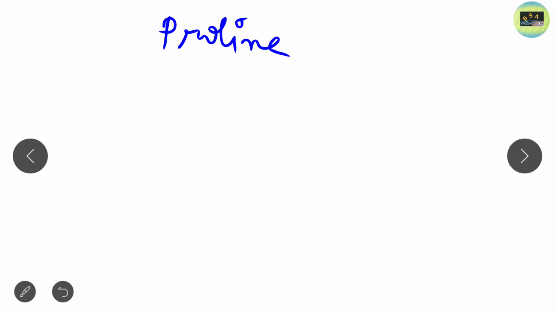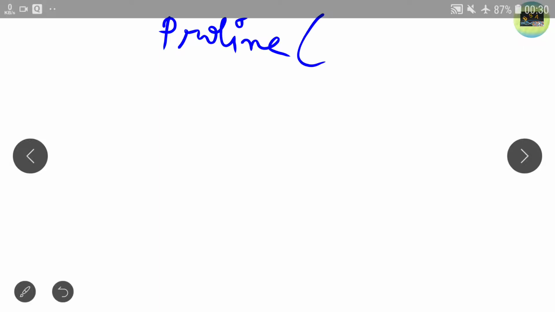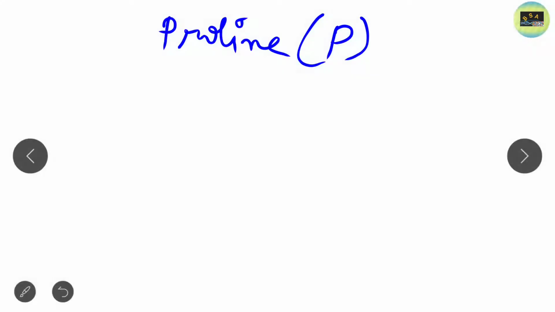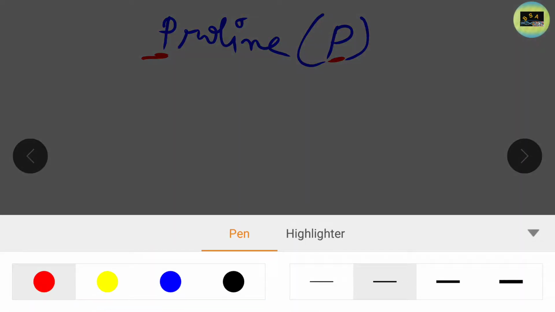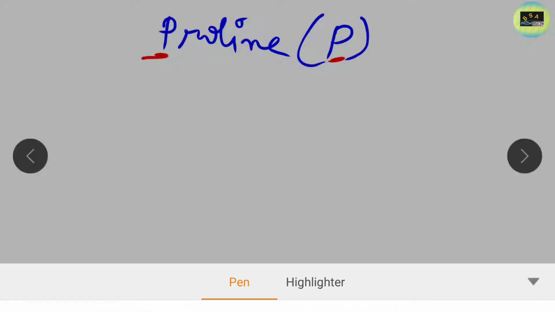Clear? So the single letter code for proline is P. That is P for proline. Now just look at the structure of proline.